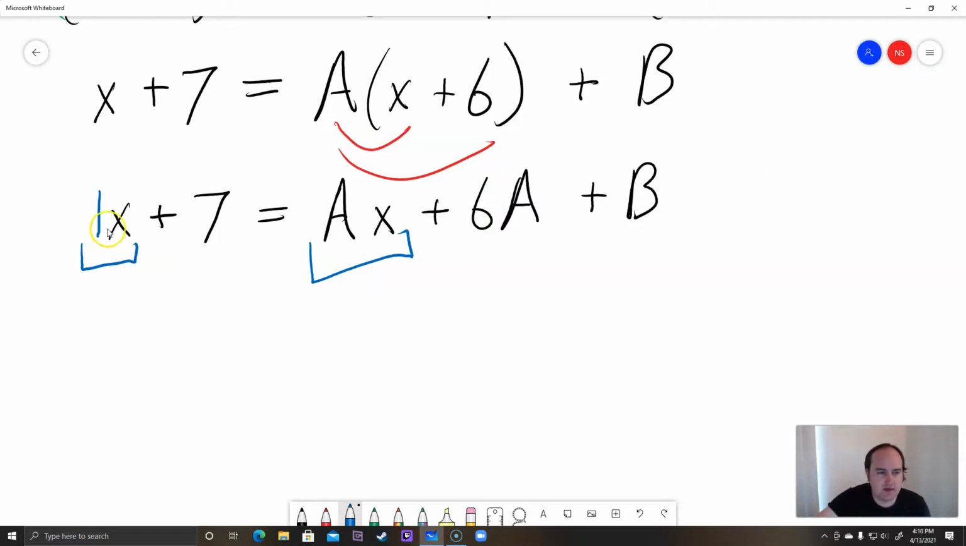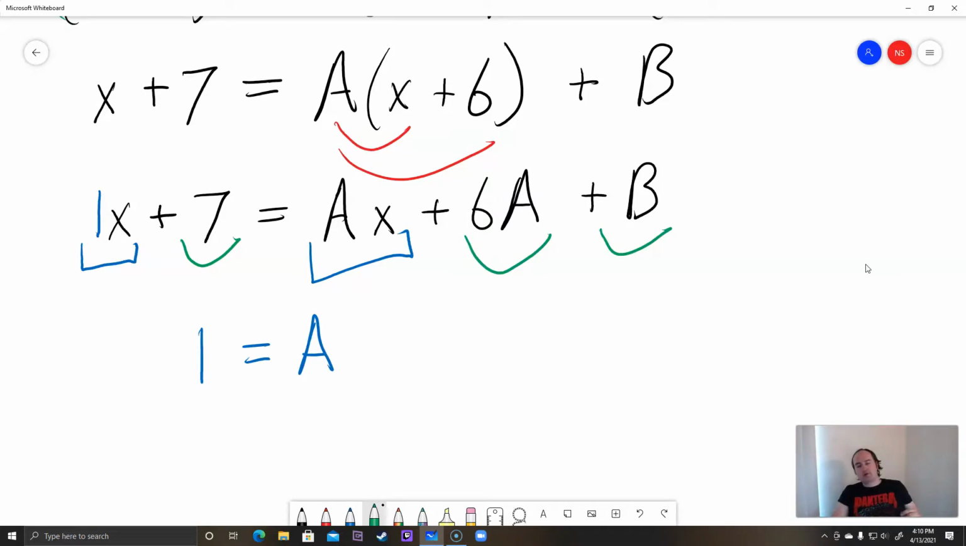Okay, so our first equation is going to be 1 equals a. That's just equating the coefficients of the x's. And then here in green, I'm going to highlight the other coefficients. For the other coefficients, we have 7 equals 6a plus b. And I know those are all like powers because none of those have an x, so they're all constants.